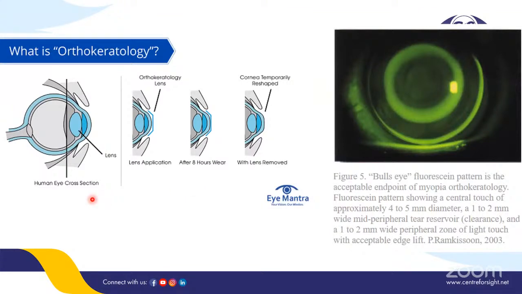So what is orthokeratology? It is a technique wherein a patient wears the reverse geometry lenses overnight such that the cornea is reshaped temporarily. As you can see in this picture, an orthokeratology lens is placed, and after almost 8 hours of use, the cornea is shaped here temporarily, and a typical bullseye fluorescein pattern is seen, wherein you can see the central 4 to 5 mm is clear, followed by fluorescein pooling of the next 1 to 2 mm, which is the tear reservoir, and there is a 1 to 2 mm peripheral zone of light touch.